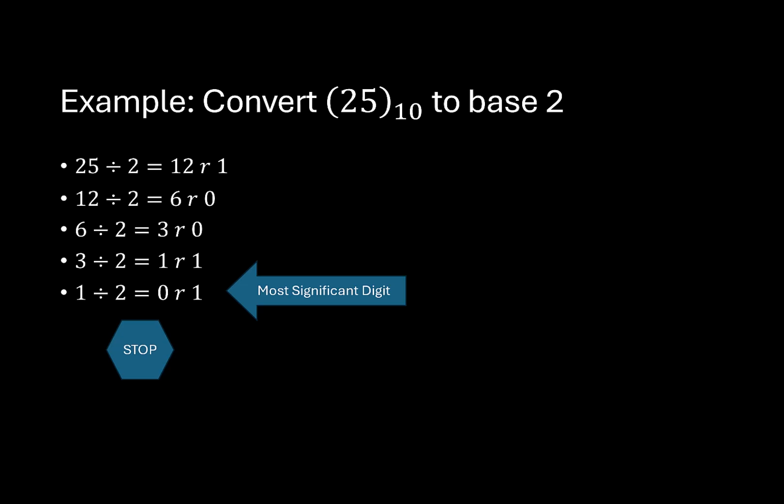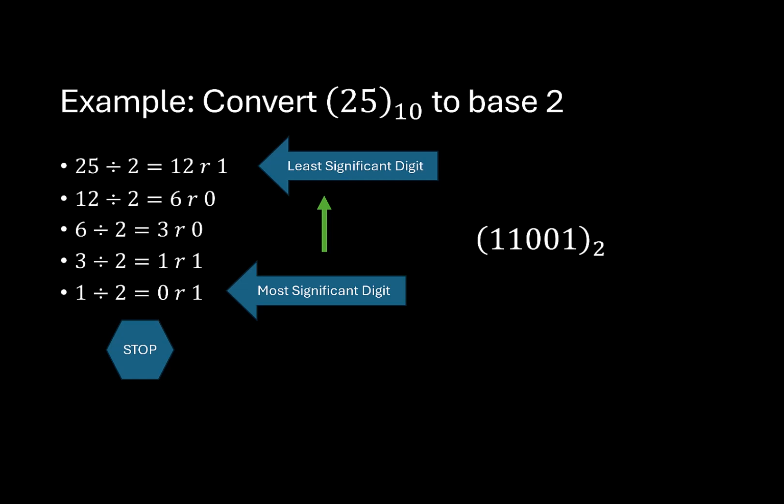This last remainder of 1 is our most significant digit. The first remainder of 1 is our least significant digit. We're going to write our answer starting at the most significant and going up to the least significant. That looks like 11001, and we write a subscript 2 to let the reader know that our number is now in binary.